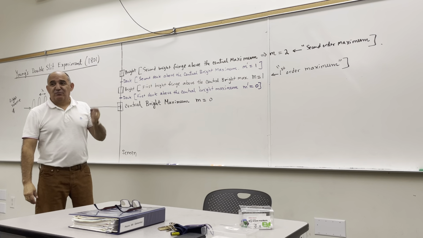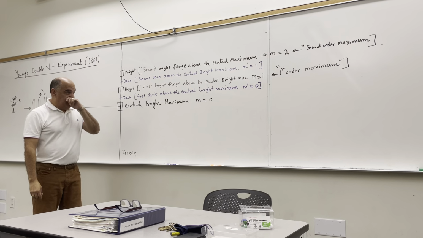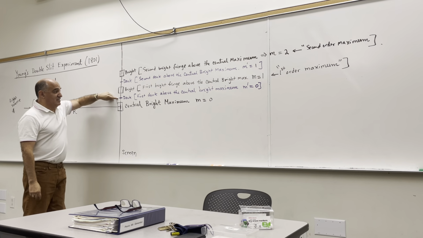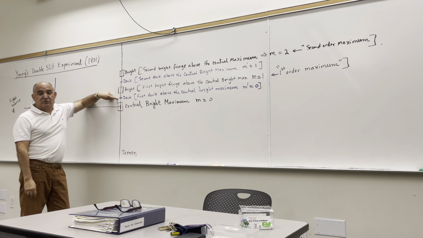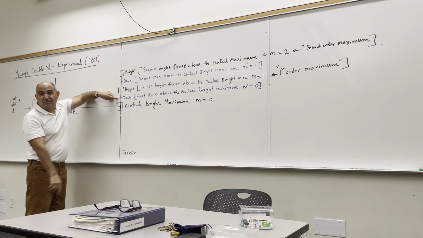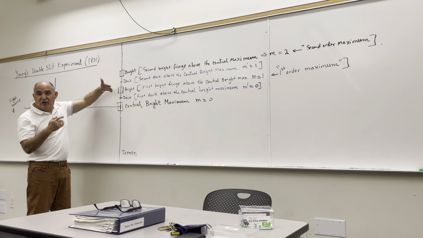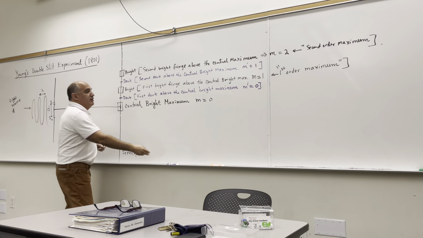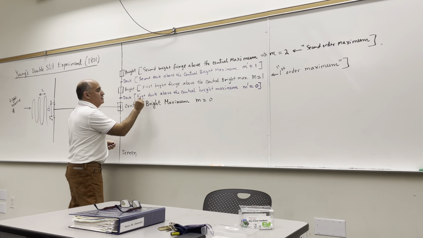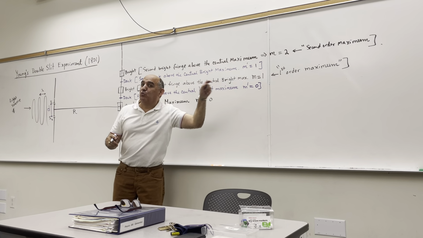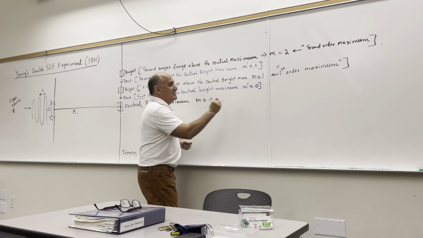Now, notice that with the dark spots, you have to be careful, because you don't call this the central dark maximum or something, since there's another one over here that's not at the center. So this is called the first dark, because it is the first dark above the central bright maximum, but notice how the first one over here doesn't go with M prime equals 1. It goes with M prime equals 0.